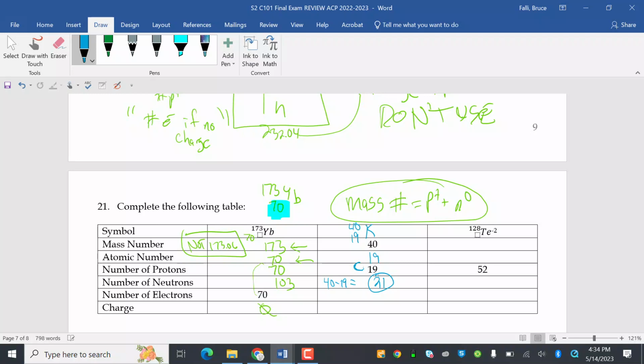Number of electrons equals the number of protons. So again, we assume the charge is 0 unless something tells us otherwise. Number of protons and number of electrons are the same. That would be 0. You could do other things to make your life miserable, but we're not doing that.